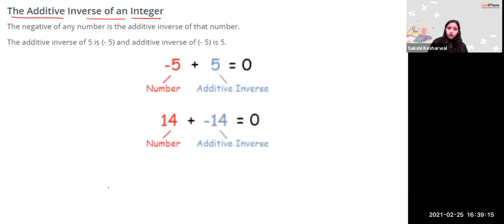Now, coming to what we mean by the additive inverse of an integer. Additive inverse of an integer means that the negative of any number is called the additive inverse of that number. This also we did in the last class. The additive inverse of 5 is what, beta? Minus 5. And the additive inverse of minus 5 is 5.